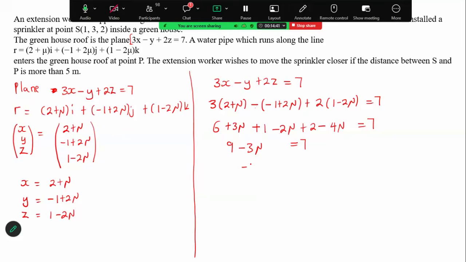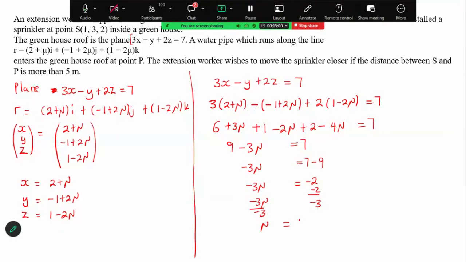So here you are going to collect your terms. Negative 3 mu will equal to 7 minus 9. So you get negative 3 mu equaling to negative 2. So you divide through by negative 3, divide through by negative 3 this side. So at the end of that day, you'll have your mu equals to 2 out of 3.